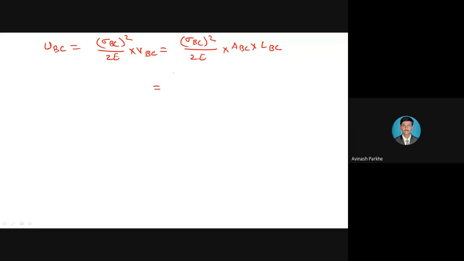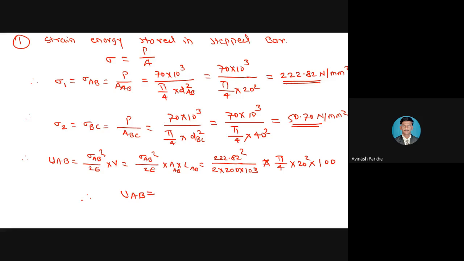So sigma BC we have calculated as 50.70 square divided by 2E, 2 into 200 into 10 raised to 3. Area of BC means pi by 4 into 40 square into length 200. Therefore, U of BC is equal to. Yes, tell me the answer. For the first section, U of AB is equal to 3.89 into 10 raised to 3 Newton mm.